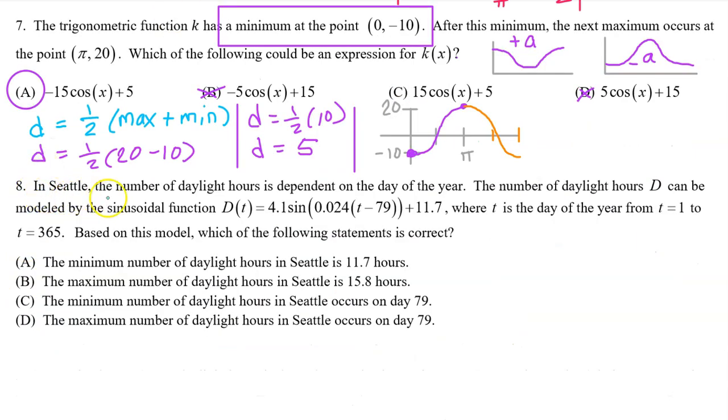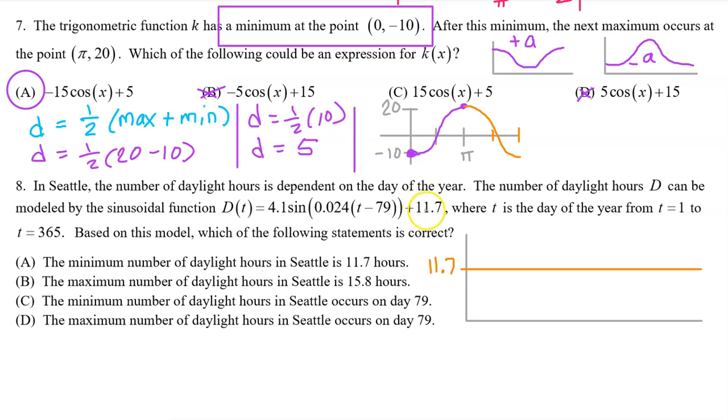Number 8. In Seattle, the number of daylight hours is dependent on the day of the year. The number of daylight hours, d, can be modeled by the sinusoidal function d of t is equal to 4.1 sine of 0.024 times t minus 79 plus 11.7, where t is the day of the year from t equals 1 to t equals 365. Based on this model, which of the following statements is correct?